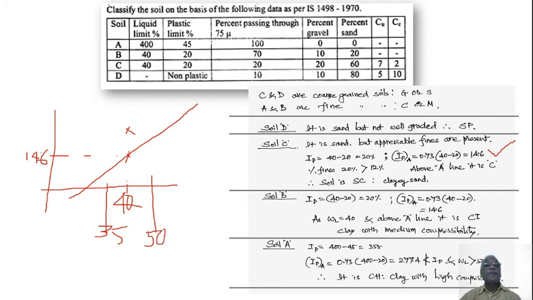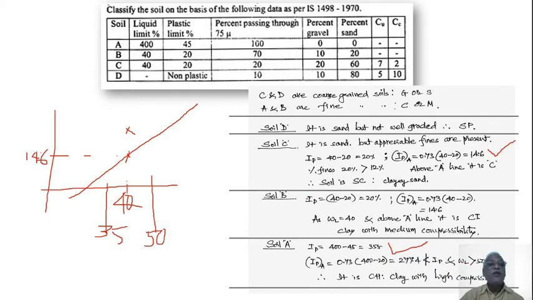Now soil A. Soil A, liquid limit is 400%, right? So IP becomes, you can just see here, 355 IP, and then IP on A line is 277.4. Obviously it is not less than IP actual, right? IP on A line is 14.6. That's why it becomes clay only, because it is above A line.